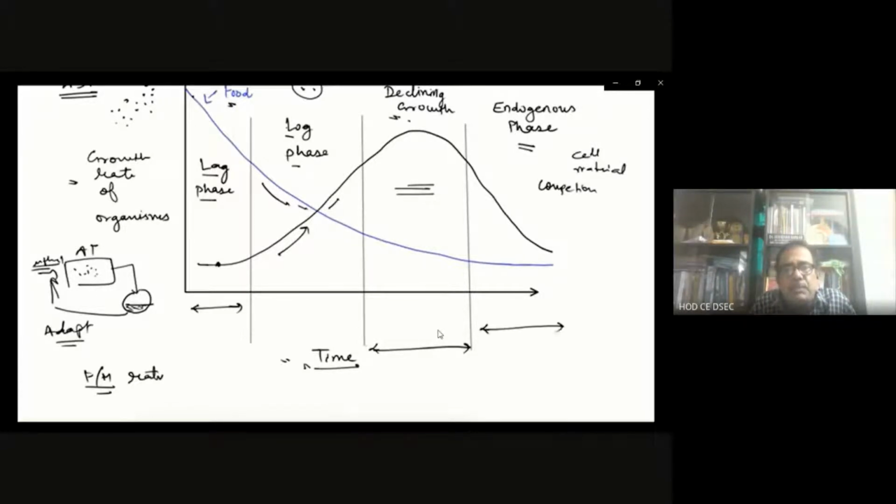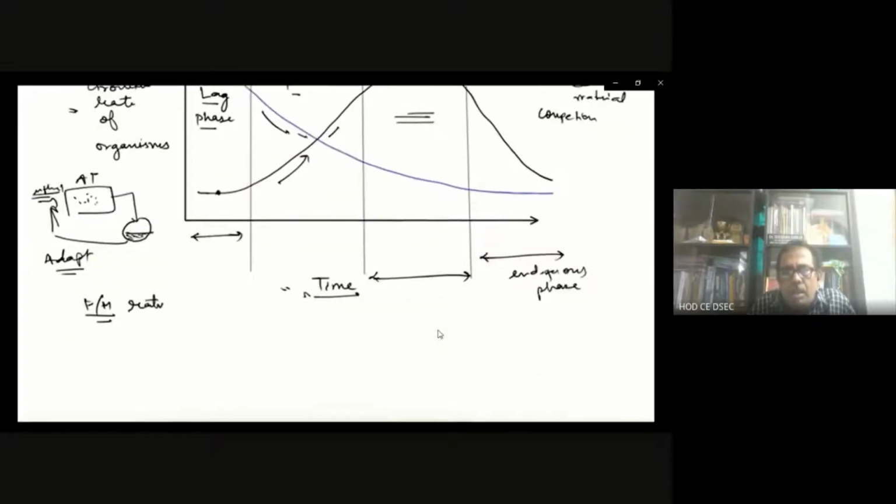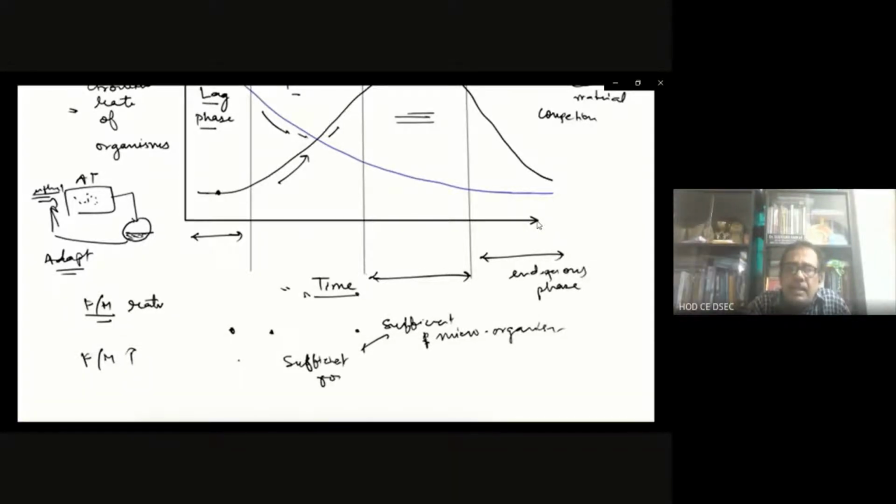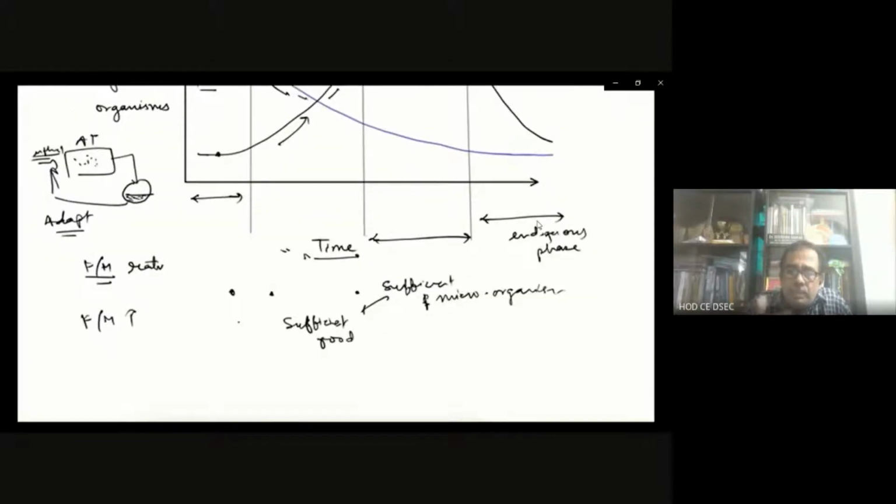Mostly the activated sludge processes are in declining growth, and the extended aeration, that is the oxidation ditch which I am describing to you, is in the endogenous phase. That is the difference between the oxidation ditch, the extended aeration system, and the activated sludge process. In the activated sludge process, predominantly the biomass is in the declining phase, and in extended aeration it is in the endogenous decay.